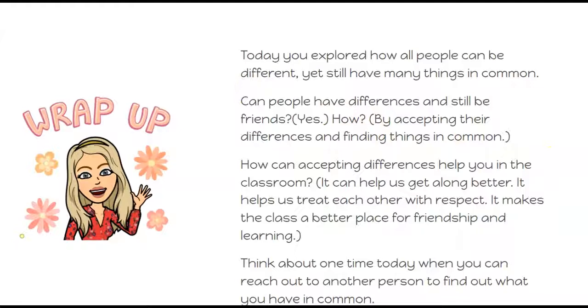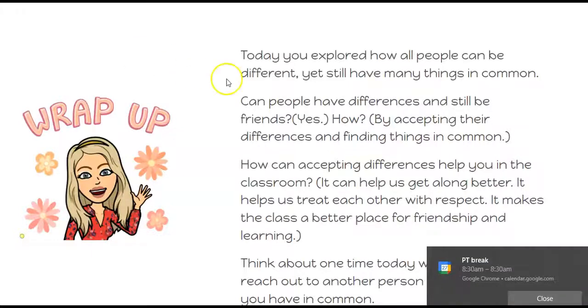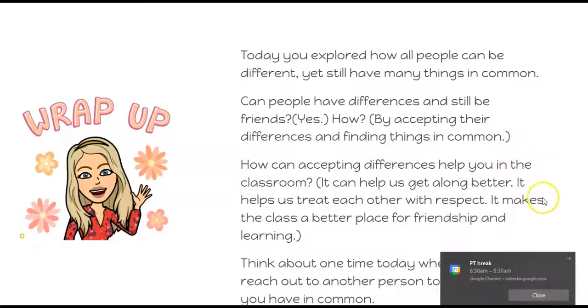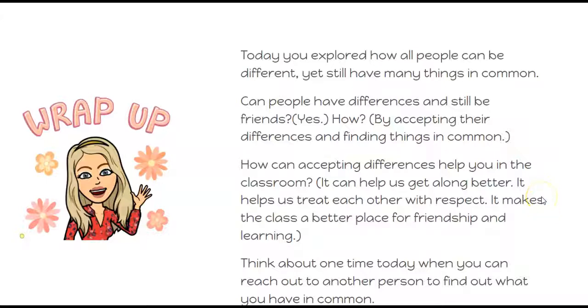Okay, so now we're going to wrap up the lesson, and feel free to pause at that last screen if you want to do that with your classmates. Or you could use it even as something you could ask at recess or when you have a moment, maybe at lunch. So today you explored how all people can be different yet still have many things in common. Can people have differences and still be friends? Yes. They can accept their differences and find things in common, right?